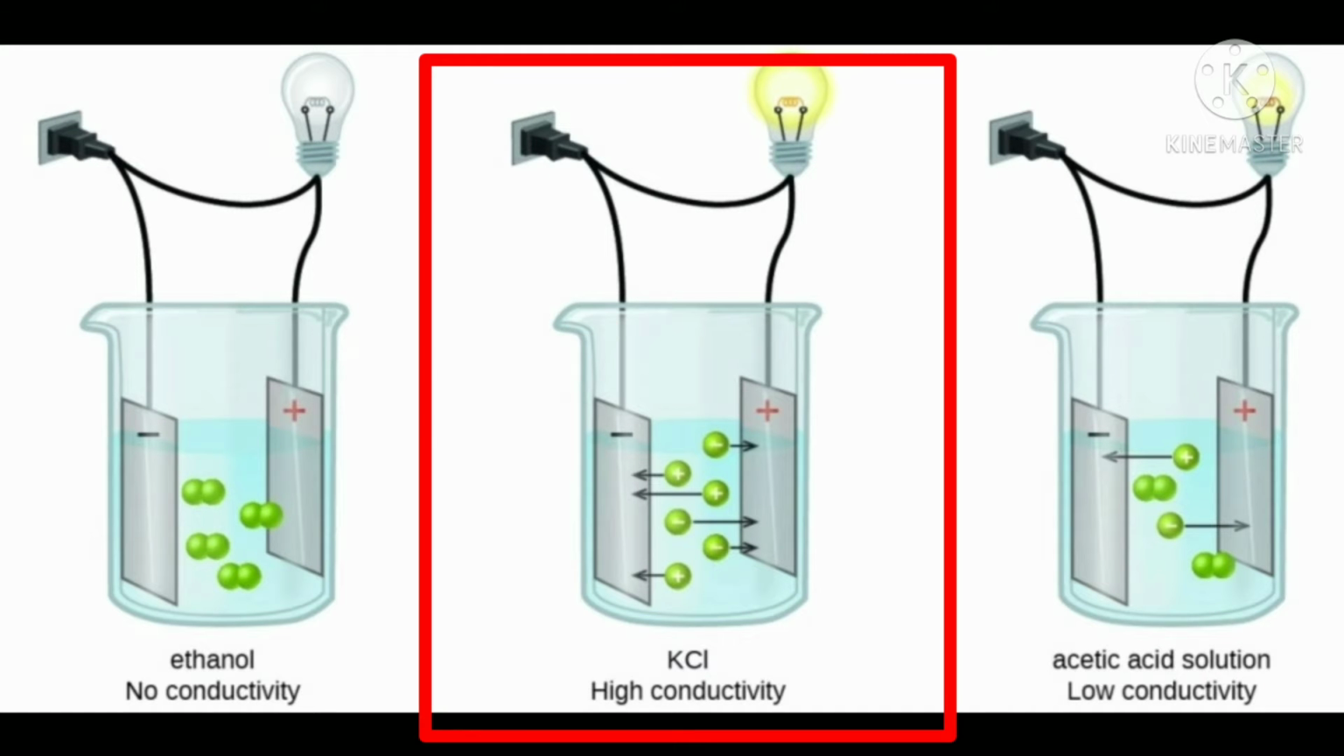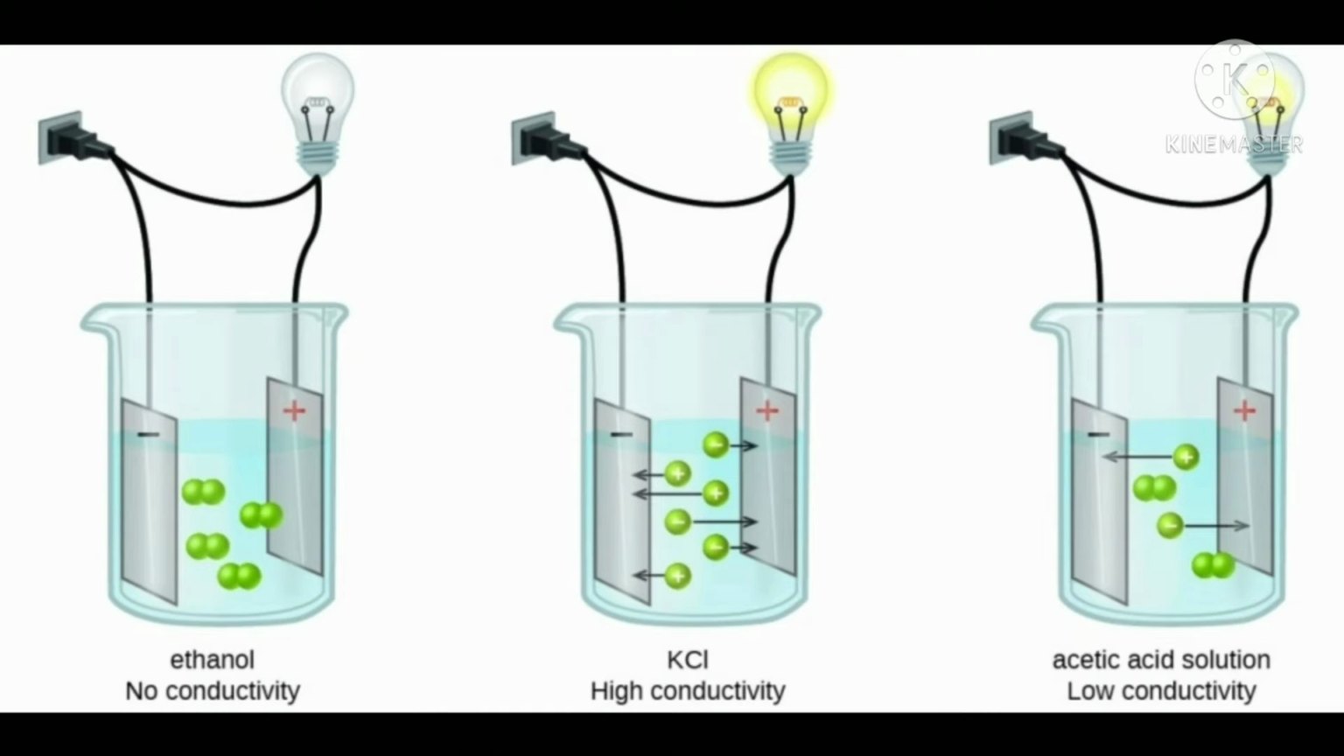If we connect the strong electrolyte with the circuit, the bulb glows very brightly. What is the reason? Because the strong electrolyte has only the ions. So all the ions conduct the electricity and the bulb glows very brightly. Here is an example, potassium chloride. Potassium chloride, all ions conduct electricity.